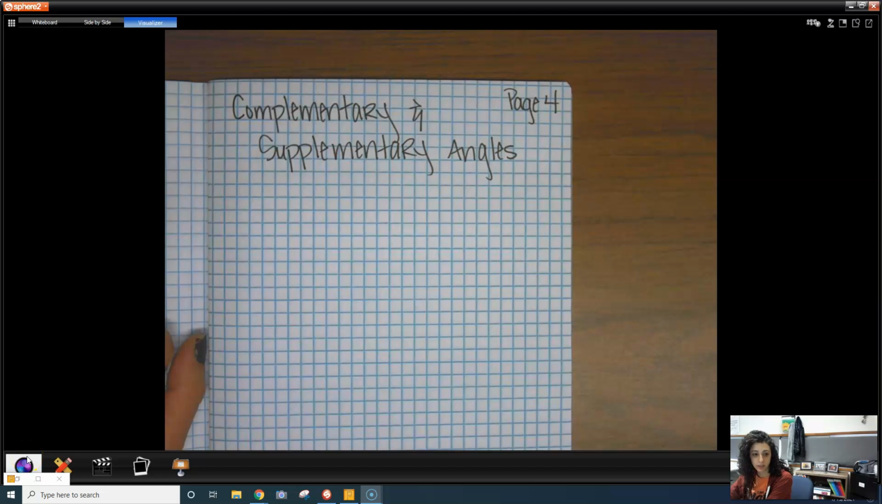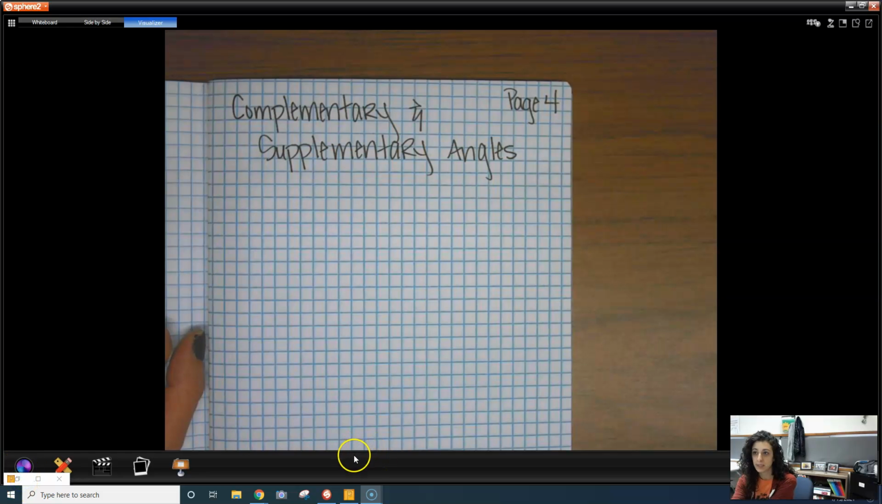Everyone, we are going to take some notes on page 4 on complementary and supplementary angles. So on page 3 we talked about what complementary and supplementary angles are, and we drew a couple pictures as well as how to find the missing angle very generically. So go ahead and pause this video until you have this title written at the top of your screen.